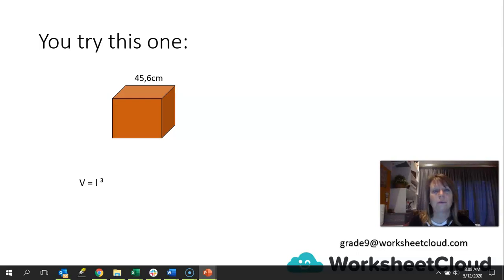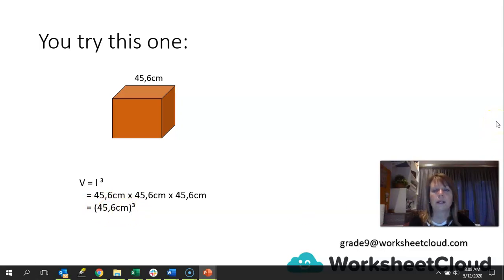This time, its volume is equal to length cubed because the lengths are all the same size. So we multiply them out, 45,6 times 45,6 times 45,6. We're going to end up with 45,6 centimeters all cubed. So that you can write in that line if you would like to. Remember, you must write the cube on the outside of the brackets. Otherwise, it's just that, and it's just the centimeters that have been cubed.